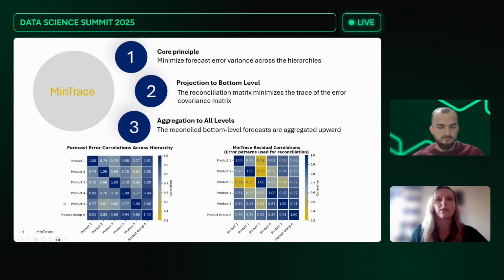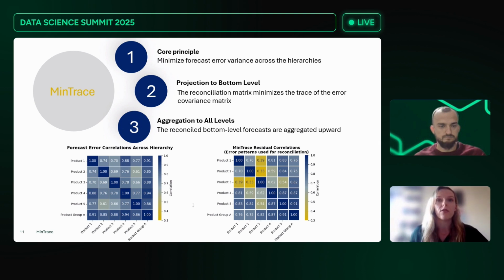Yes, and our first experiment was minimum trace. Mean trace is a top-down reconciliation approach that generates coherent forecasts across a hierarchy by minimizing the trace of the covariance matrix of reconciliation errors. Its objective is to minimize the sum of variances of the reconciliation errors across all levels of the hierarchy.